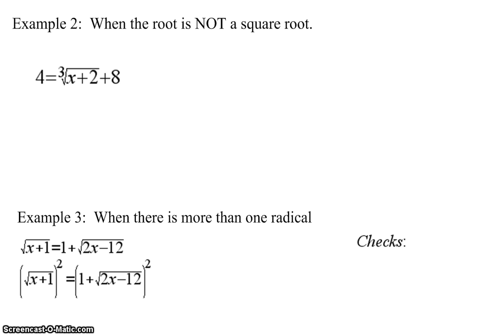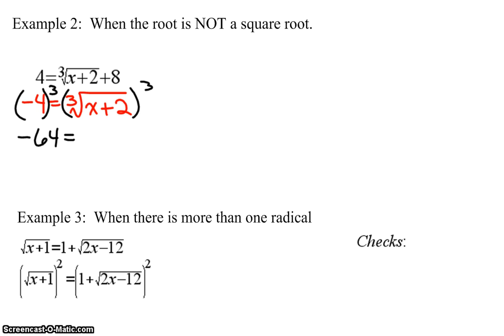And solving it, first I still want to isolate the radical, so I subtract 8 on both sides. I end up with negative 4 equals the cube root of x plus 2. Now, this time instead of squaring both sides to eliminate the radical, I actually have to raise both sides to the third power. When I cube negative 4, I get negative 64. When I cube a cube root, it just comes out, so I get x plus 2. Solve the resulting equation, and I end up with x equals negative 66.